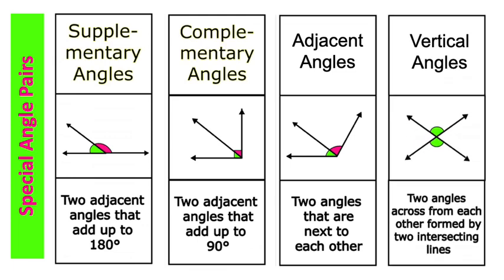And vertical angles, you learned about these in earlier grades. They are 2 angles across from each other. They are formed by 2 intersecting lines, and vertical angles will always have the same measure. They will be congruent. So now there's a series of questions that we want you to answer.